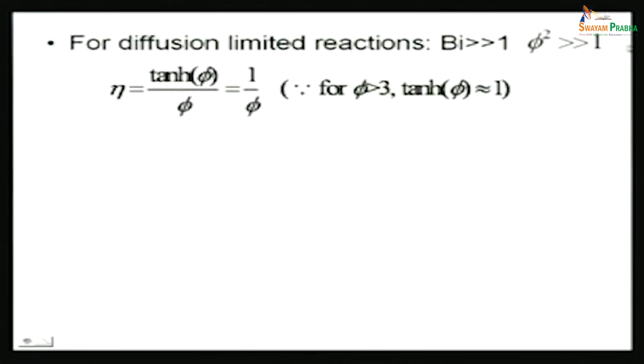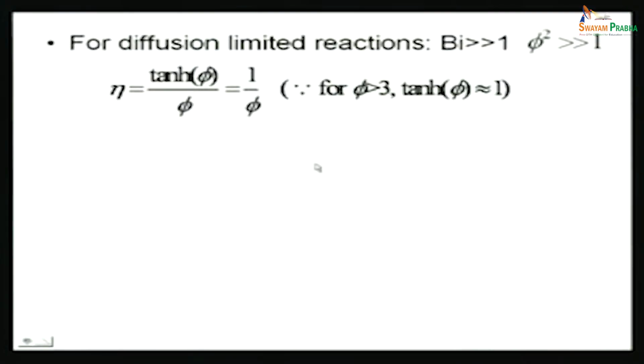So, if that is the case, this is pretty straightforward again. Phi square is much greater than 1, and we presume that phi square is greater than 9, say. If phi square is greater than 9, or in other words phi is greater than 3, then tan hyperbolic phi equals 1. Okay. So, tan hyperbolic phi is 1 for all phi larger than 3, right. So, you can put that over here, and what you find is eta goes as 1 over phi. Eta is inversely proportional to phi, remember, the square root of the intrinsic Thiele modulus.